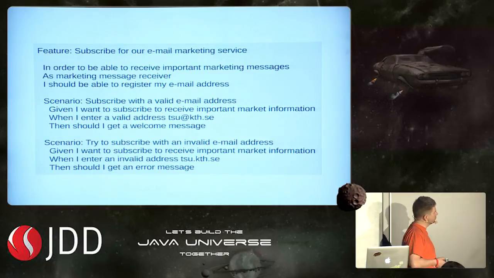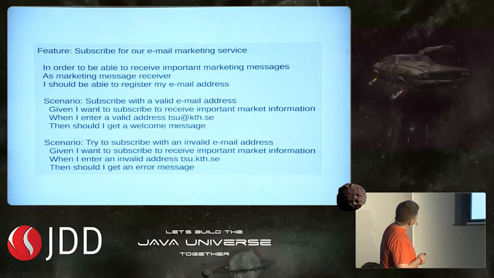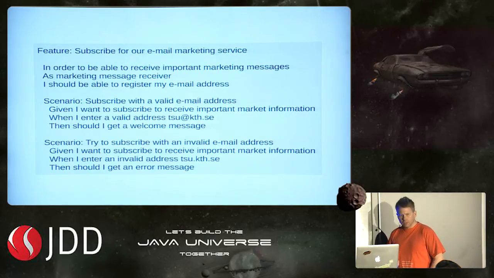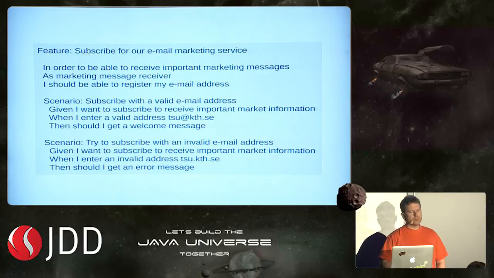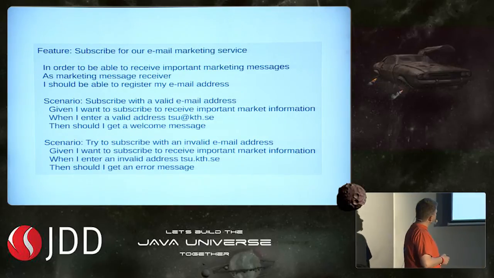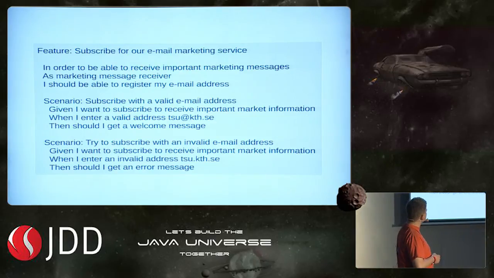So this is an example of a complete feature that we could implement. We have two scenarios. We have some kind of user story. Anyone can read this. With some luck, they can also understand it. Subscription, for example: I want to subscribe to receive important market information. Okay, so we prepare something that will be able to receive this subscription. Someone is signing up for it. So if you enter a valid email address, then you should get a welcome message.